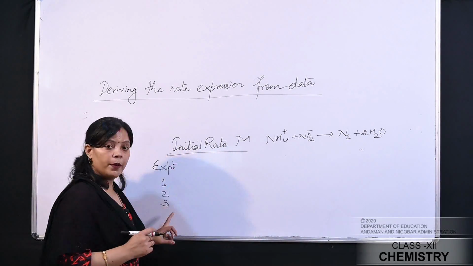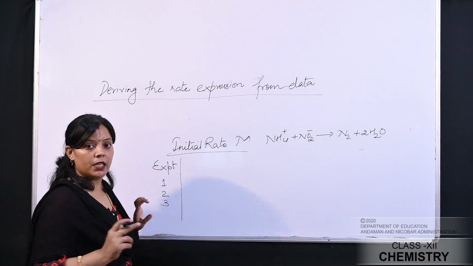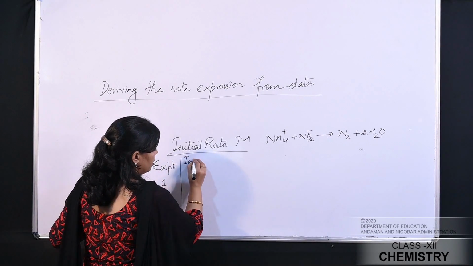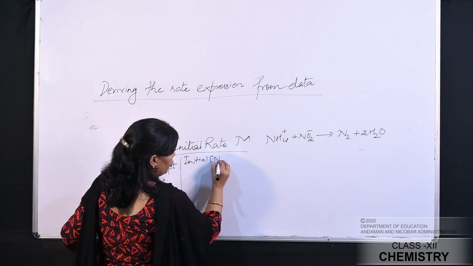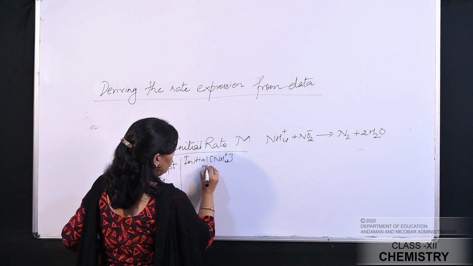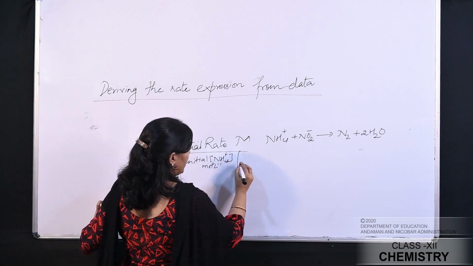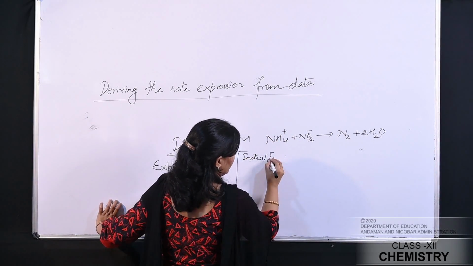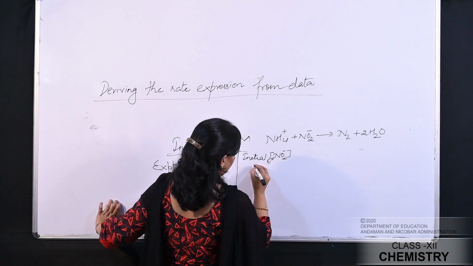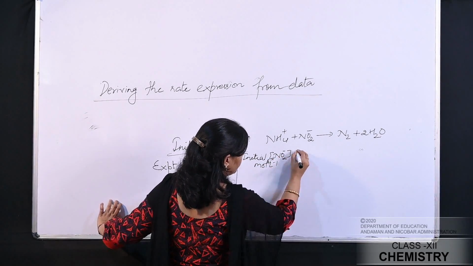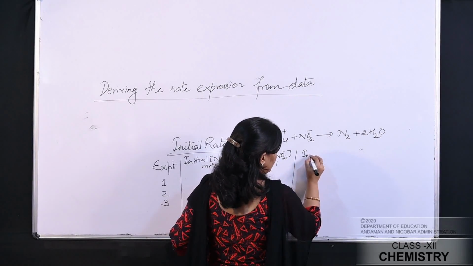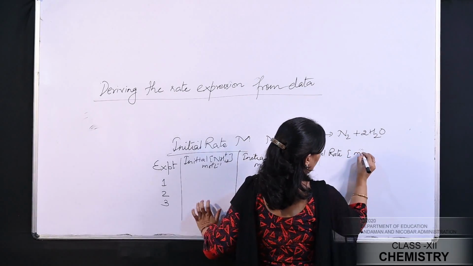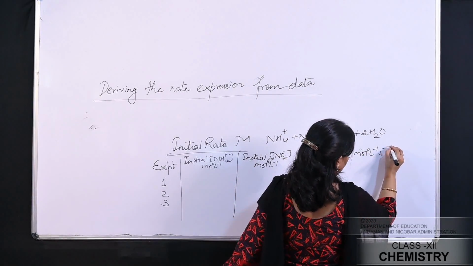So the 3 experiments are carried out with the initial concentration of the reactants ammonium and nitrite. Here the initial concentration of ammonium is in mole per liter. In the second column, the initial concentration of nitrite anion is also in mole per liter. And in the last column, correspondingly the initial rate is also measured, that is in mole per liter per second.